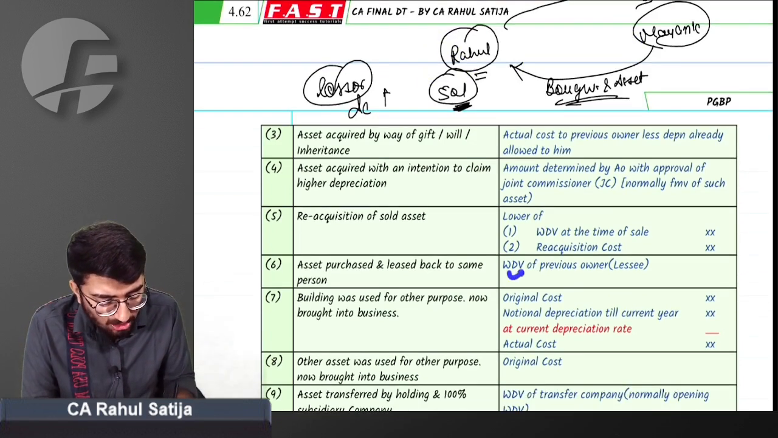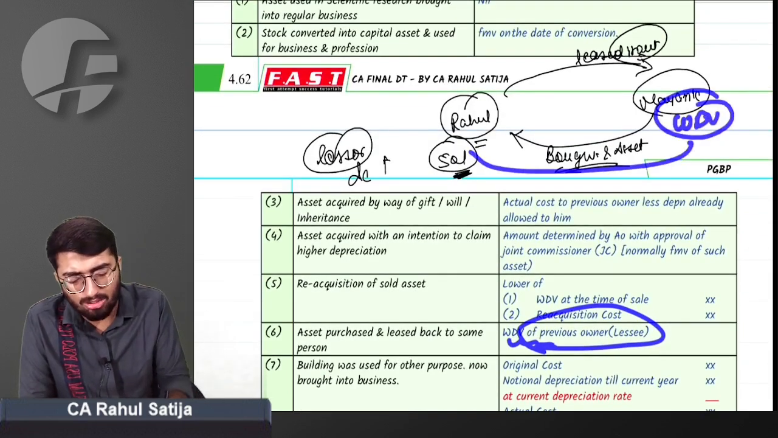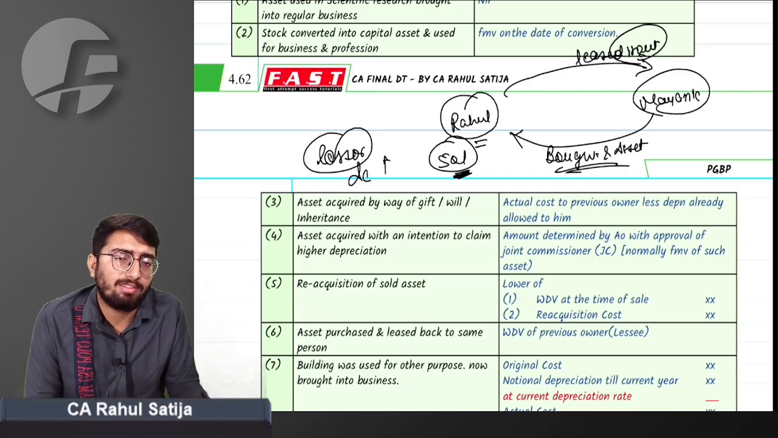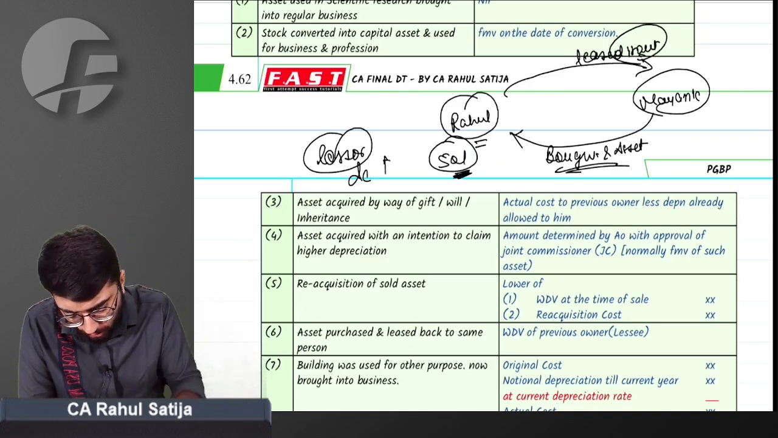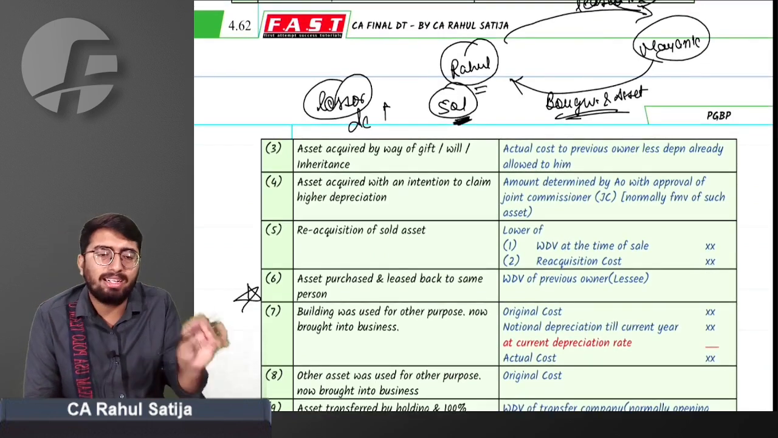But how much? Sir, whatever was the WDV of Mayank, the previous owner, that will be my cost of acquisition. And on that cost of acquisition, I will be allowed depreciation. This is a typical case. I want you all to mark a star on this point, because whenever you study this later on, you might get confused.